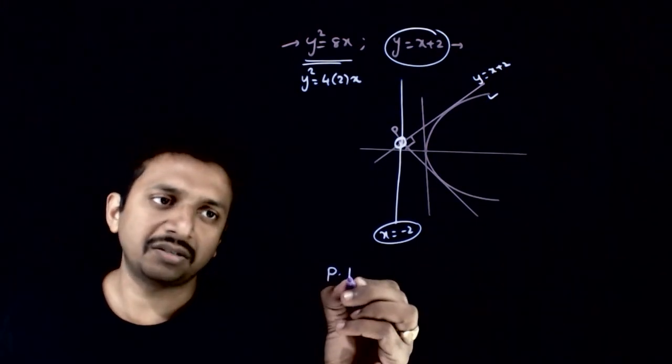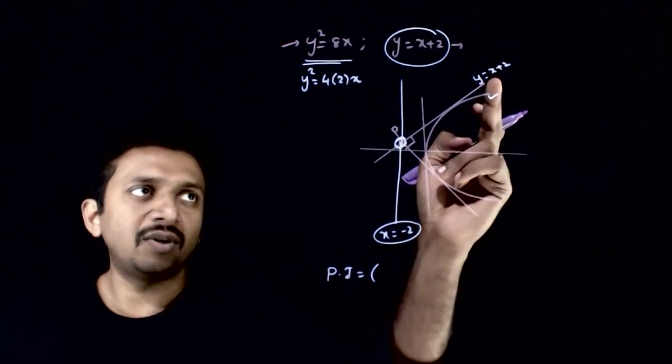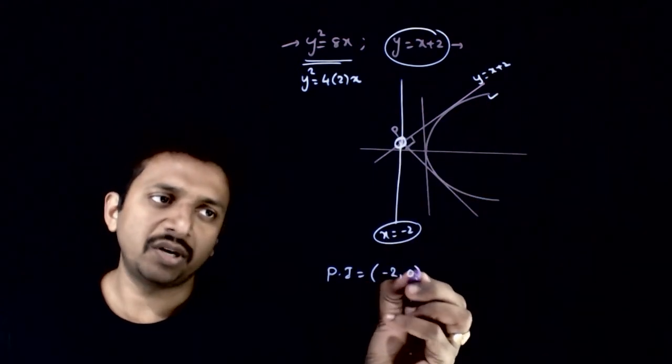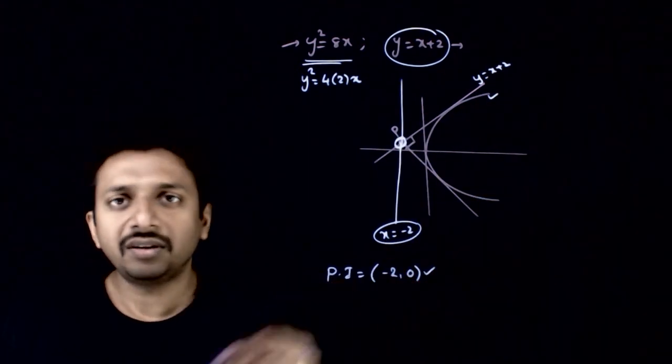So the point of intersection is nothing but if you put x is equal to minus 2, you get y is equal to 0. So this will be the required point.